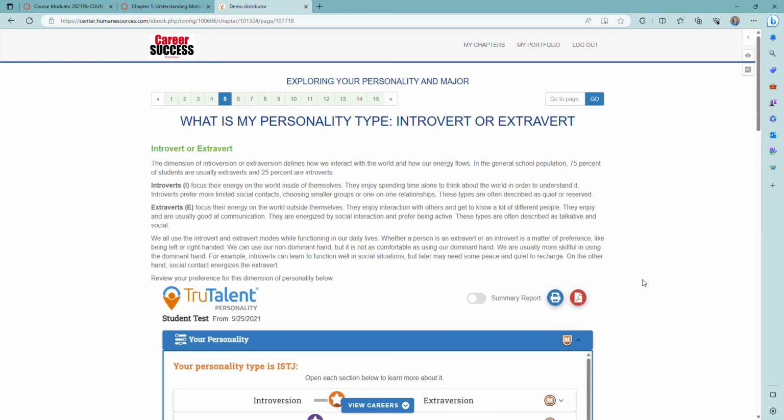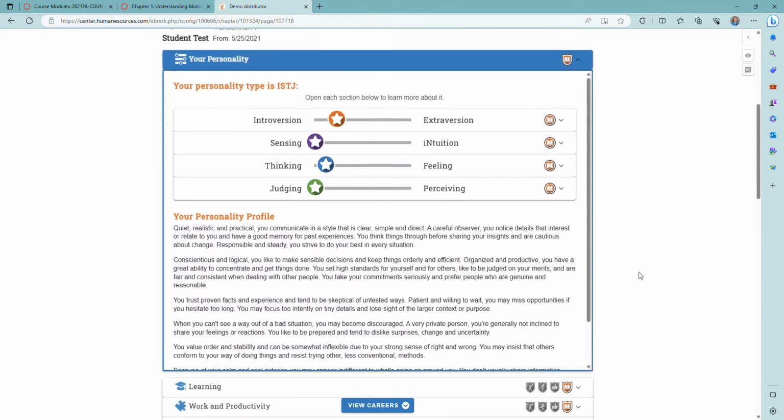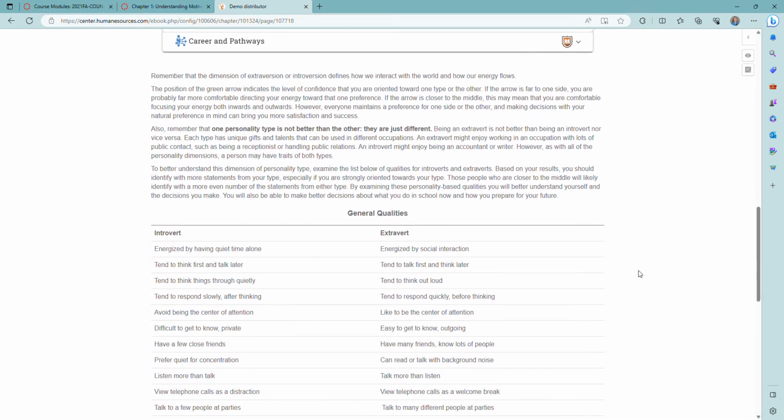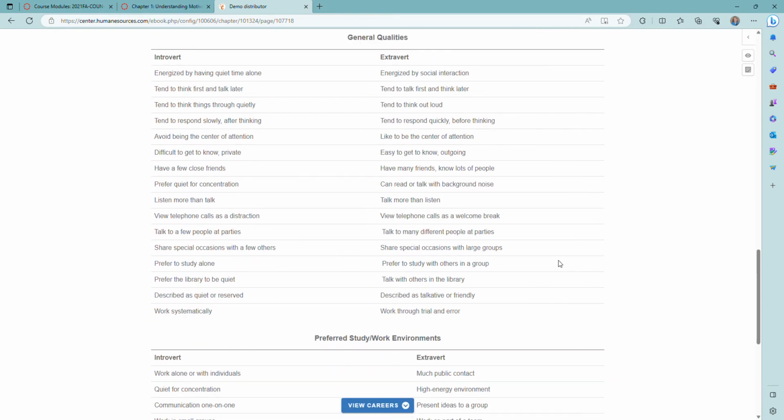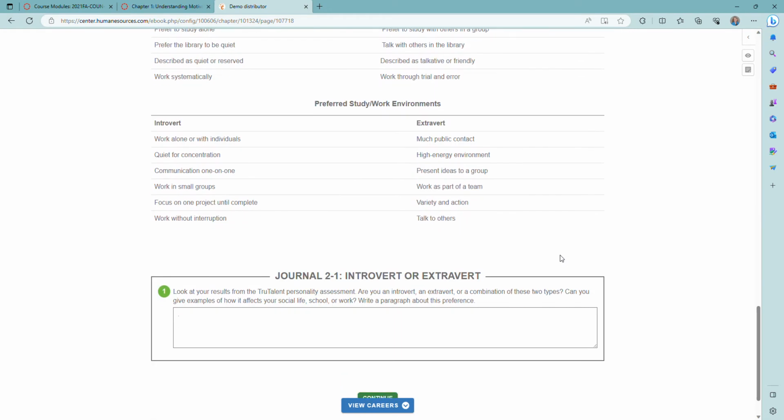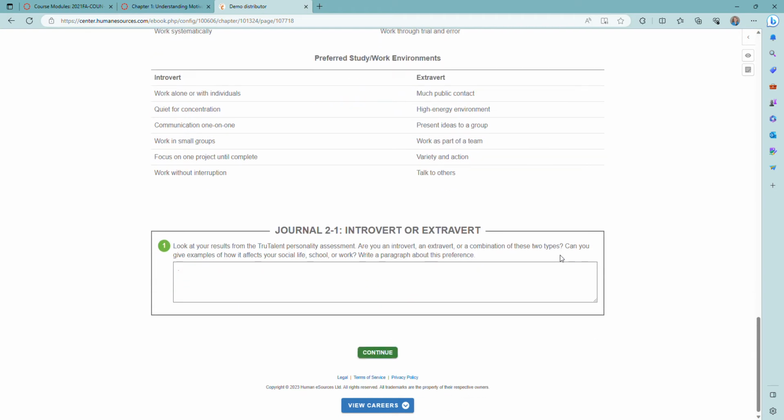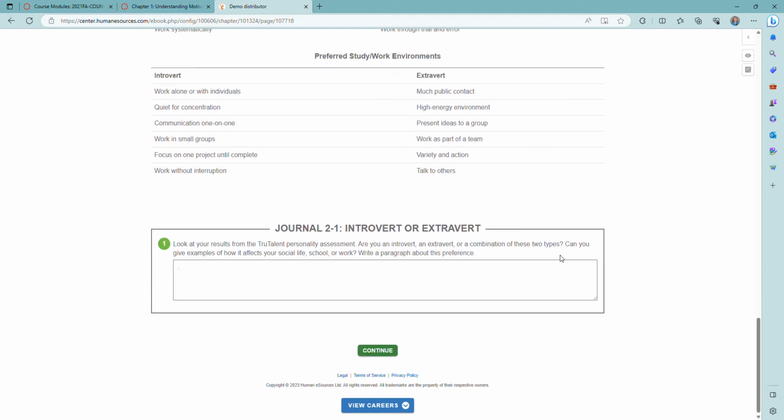The chapter helps students to understand the details of their assessment. For example, what is introvert or extrovert? And again, the results are presented. And so here's some general qualities of introverts and extroverts, helping students to think positively about each type, preferred study and work environments. And then it's summarized by a journal entry.